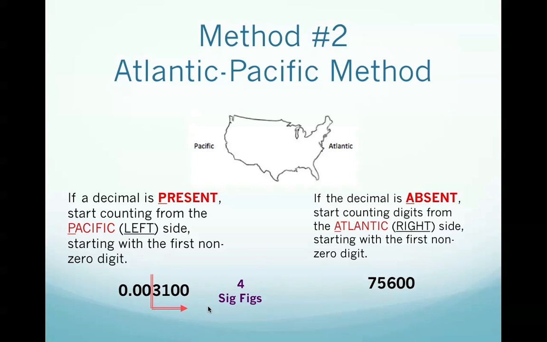On the other hand, if a decimal point is absent, and in the word absent, think of the letter A, you're going to start from the Atlantic or right-hand side, starting at the first 1 through 9 number. So I'm going to go over until I hit the first 1 through 9 number, and then count everything from that number on. So I'm going to count the 6 and everything to the left of it. So this shows me that I have 3 sig figs. So again, you could figure these out using the first method, but some students find the Atlantic-Pacific method a little bit easier and more straightforward.